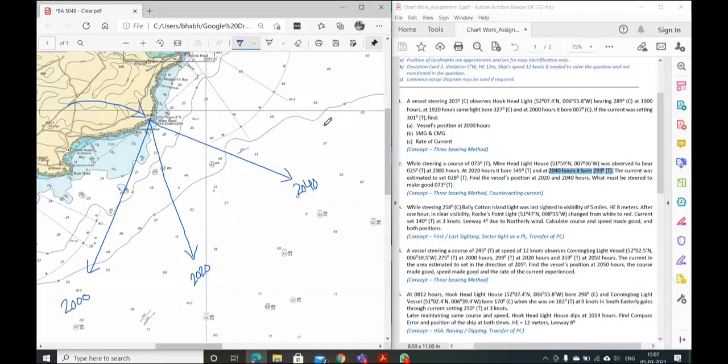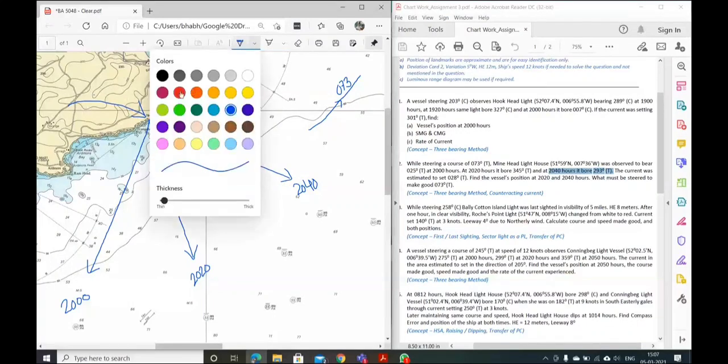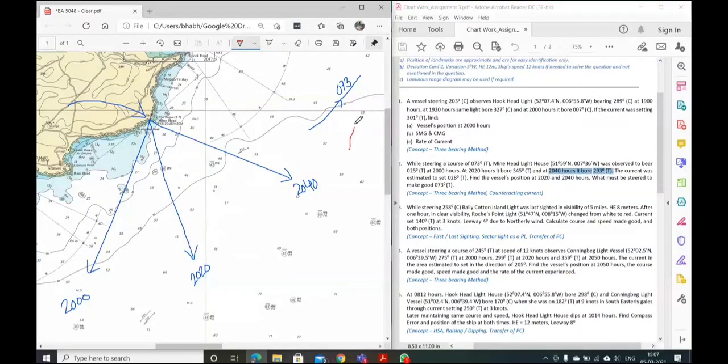So the course steered is given to us. Let me just mark it here. 073 is the course steered. The current is estimated to set 028. The set of the current is given, that is 028. So current is setting something like this. Find the vessel's position at 2020 and 2040. What must be steered to make good 073?